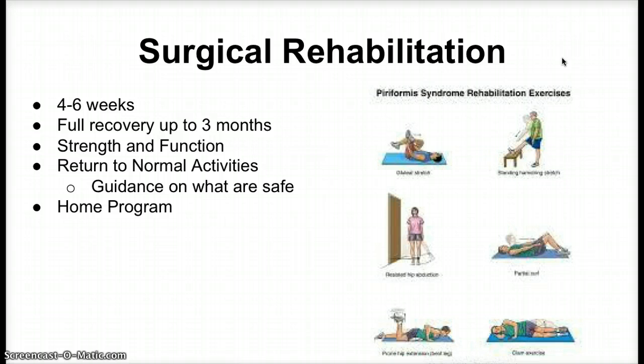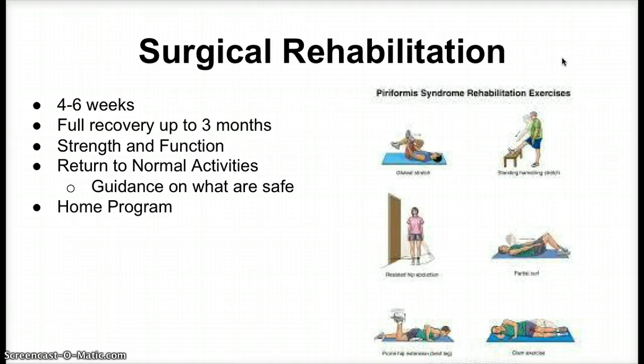Now for the surgical rehab approach, which lasts up to 4 to 6 weeks and can take up to 3 months for full recovery. The PT will provide strength and function exercises to help the healing process, and as they see fit, increase the intensity as the healing continues. Once released from the care of a PT, the patient is given an at-home program to follow as the healing process is still going on, and I'm sure they will get a deadline of when they can stop that.